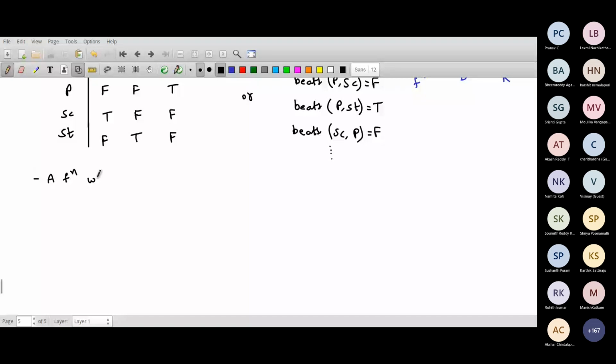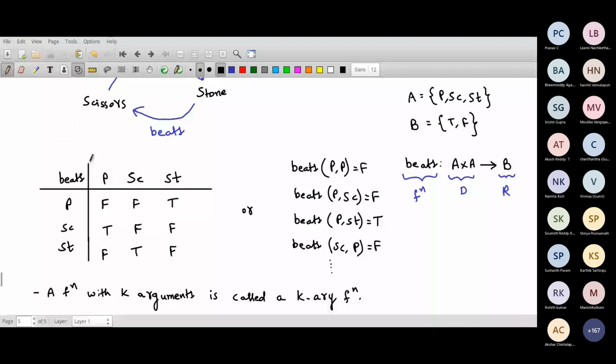A function with k arguments is called a k-ary function. Okay. So in this case, this is a function with two arguments. All right. So this is called a two-ary or a binary function.